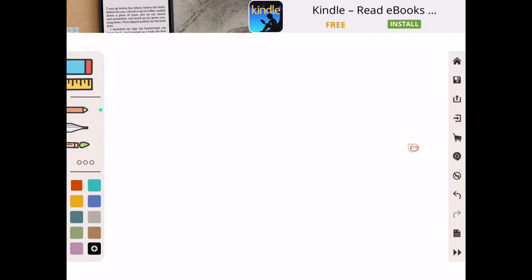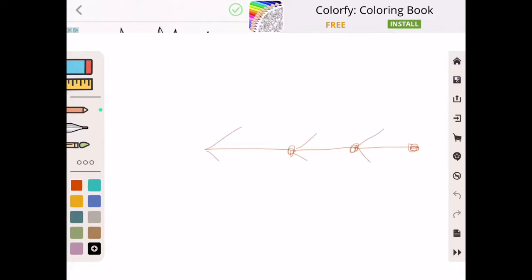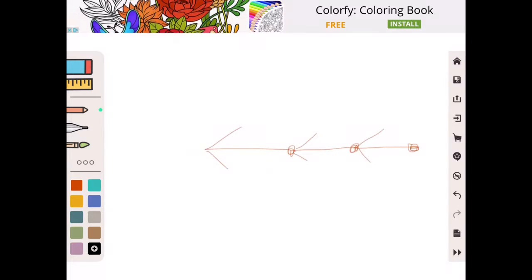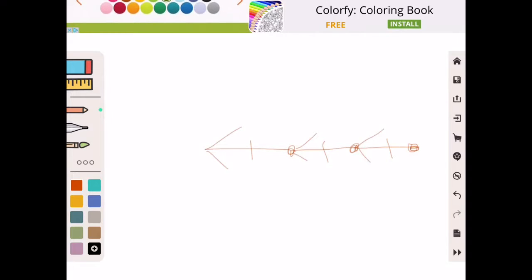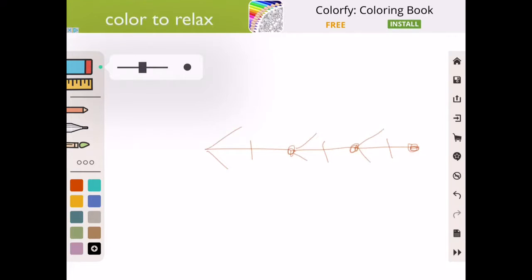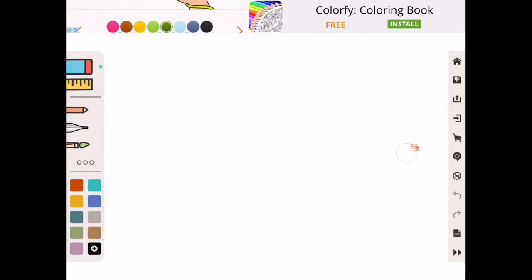So to draw motion maps, you need a dot, then an arrow, then another dot, then an arrow, then another dot, and an arrow. And this shows that they're going at a constant speed because I tried to draw the arrows the same length. Now let's say you wanted it to speed up.